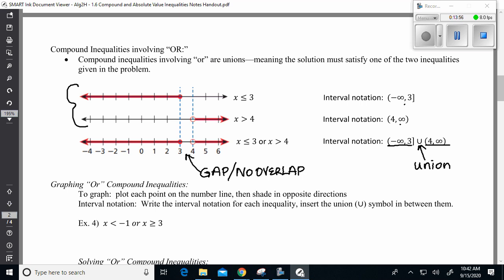So "or" inequalities should look like they're shading in opposite directions. Your interval notation is 2 separate parts. So again, we're not drawing 3 different graphs. We're putting it all in one.